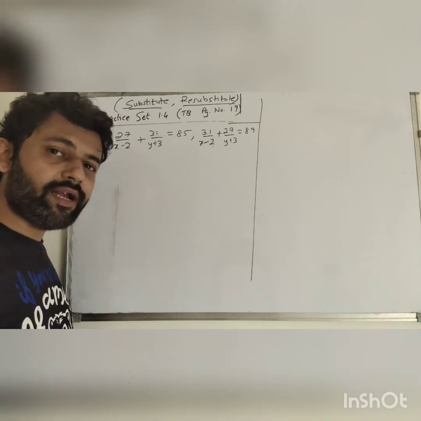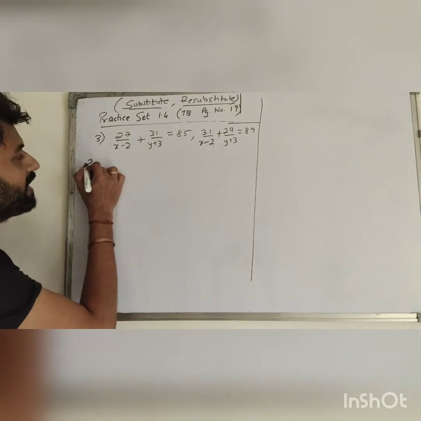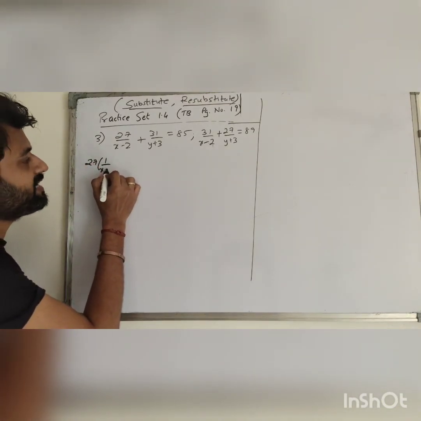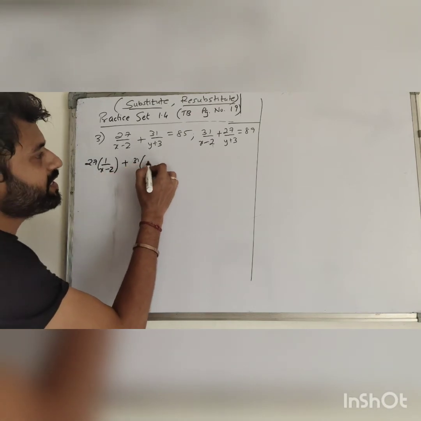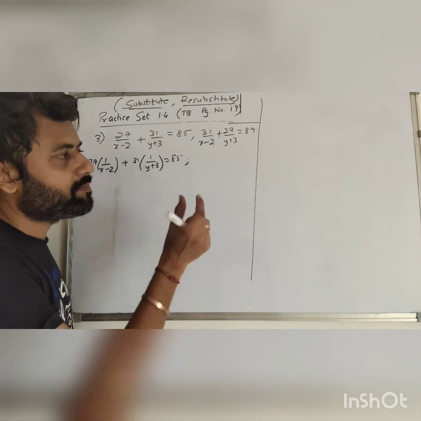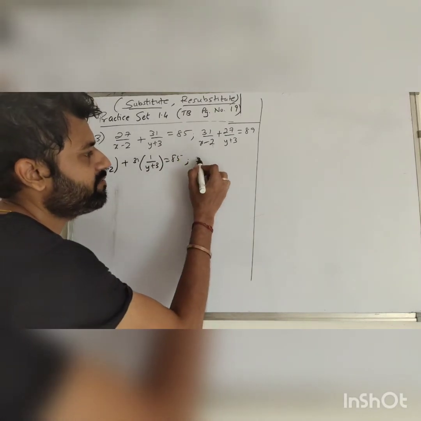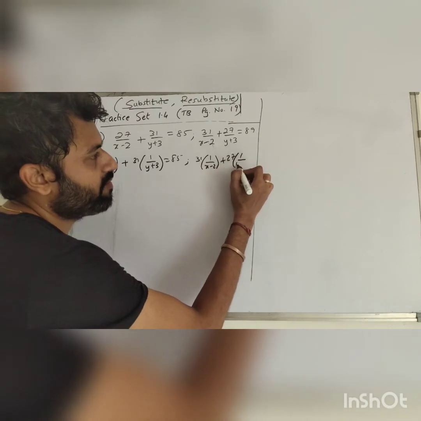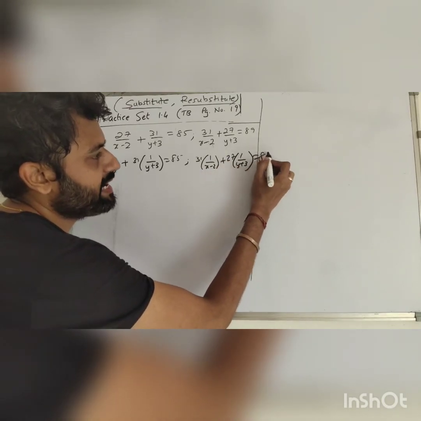And there is one more hint I would like to show. 27 into 1 upon x minus 2 plus 31 into 1 upon y plus 3 is equal to 85. We have separated the coefficients from the variables. 31 into 1 upon x minus 2 plus 27 into 1 upon y plus 3 is equal to 89.